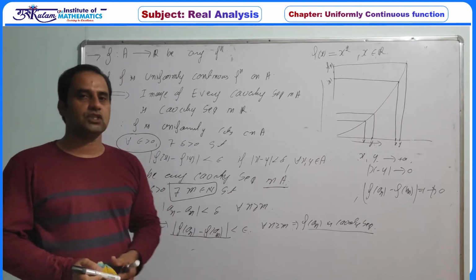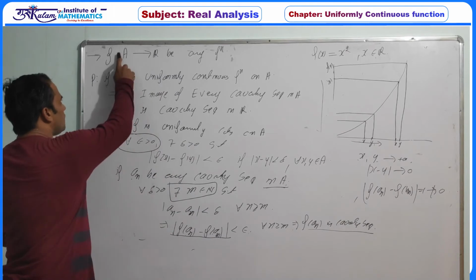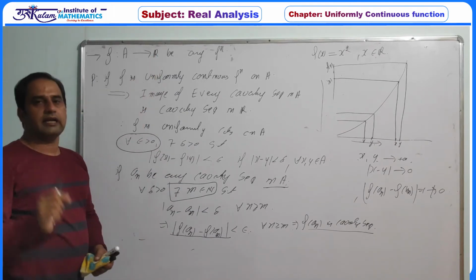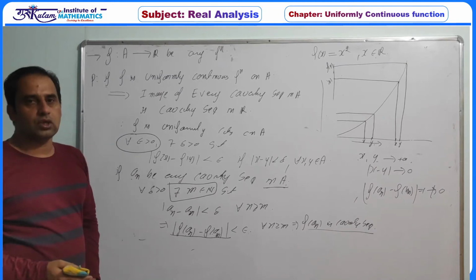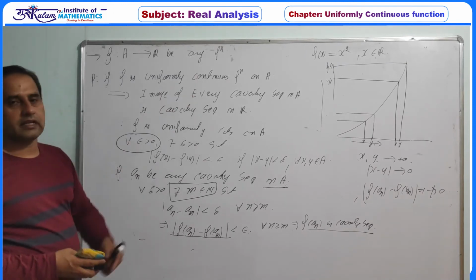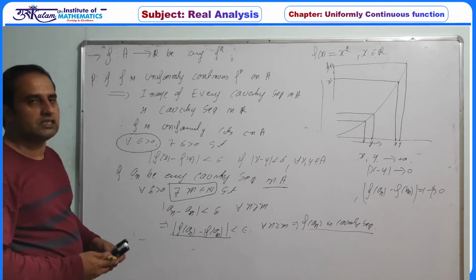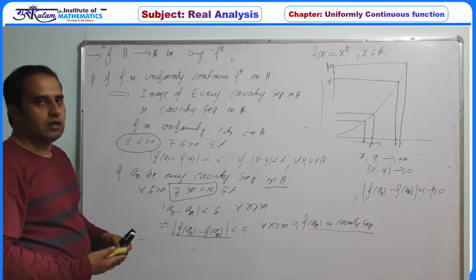So the image of a Cauchy sequence under a uniformly continuous function is always a Cauchy sequence. So this statement is true for any f which is defined from A to R and is uniformly continuous. But the converse part is not true, as in the example we took, fx equal to x square, which is defined from R to R.